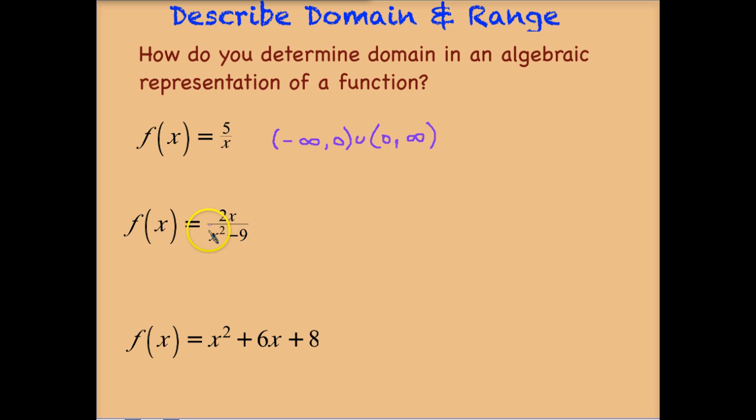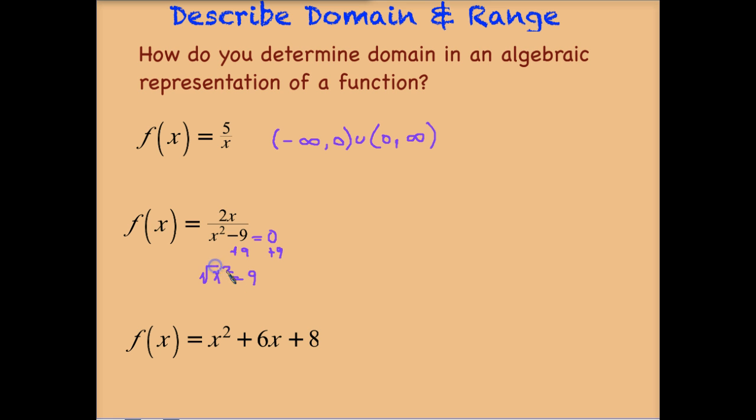How can we determine domain here? Well, again, we don't care about the numerator. That can be any number. But our denominator still cannot equal 0. So we have to ask ourselves, what will cause this denominator to equal 0? It's not quite as simple as this top one. Well, in order to do that, we can solve for x. To solve for x, we would add 9 to both sides. And then we are left with x squared equals 9.